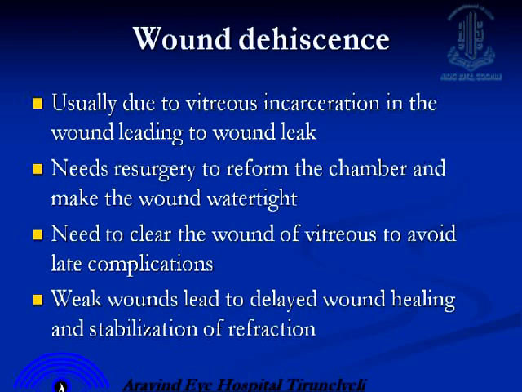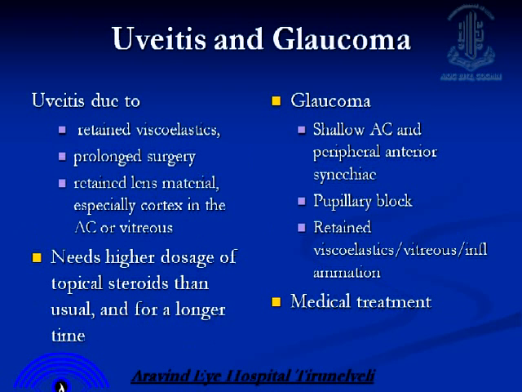Uveitis would be due to retained viscoelastics, prolonged surgery, and retained lens material. Glaucoma, the narrow angle could be due to shallow AC and a peripheral anterior synechia leading to a pupillary block by the lens, or due to an inflammatory membrane, or retained viscoelastics, or vitreous, or inflammation.